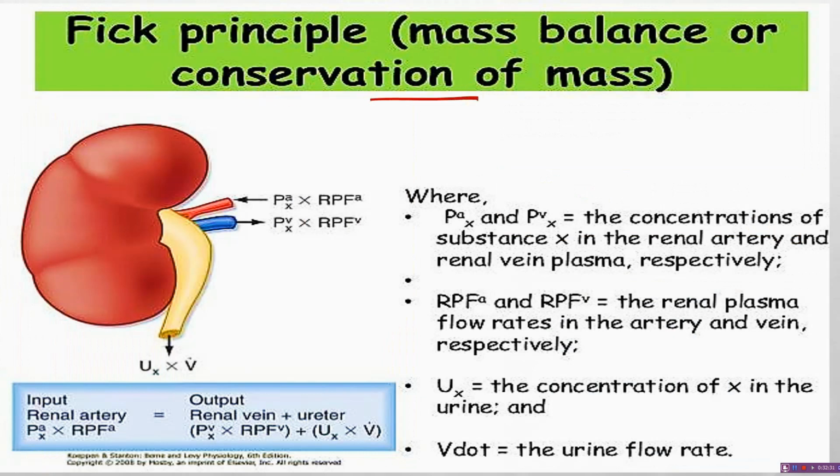Okay. This states that the input in the renal artery amounts to the output through the renal vein or through the ureter. The concentration in the renal artery into renal plasma flow equals the concentration in the vein into renal plasma flow plus the urine concentration into the urine flow rate.